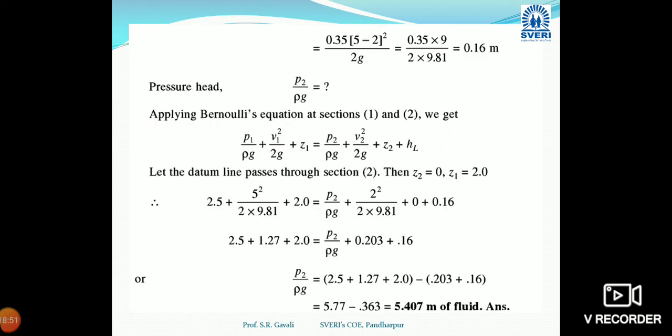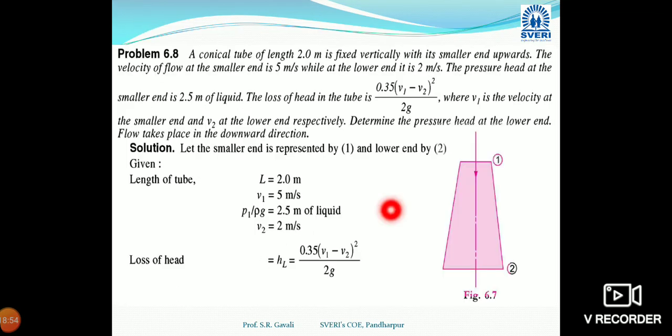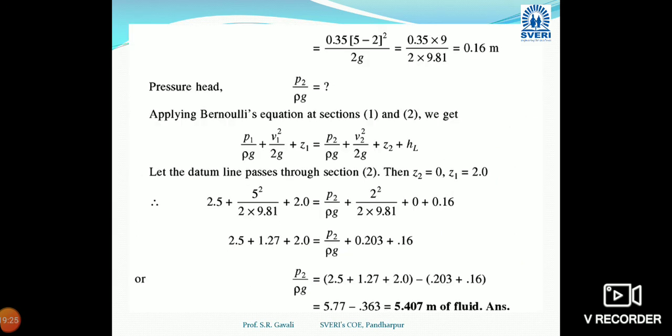Then we have to consider the length, which is equal to 2 meter. If we take the datum at section 2, then Z2 will become 0 and Z1 will become 2. That is the use of that length. V1 is 5 meter per second, they have given. P1 upon rho g is 2.5 meter of liquid, they have given. Then P2 upon rho g we have to calculate. Then HL is equal to 0.35 into (V1 minus V2) whole square divided by 2g. V1 is 5, so we can calculate this HL. This head loss HL is equal to 0.16 meter.